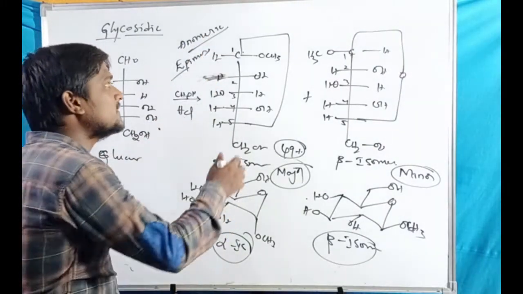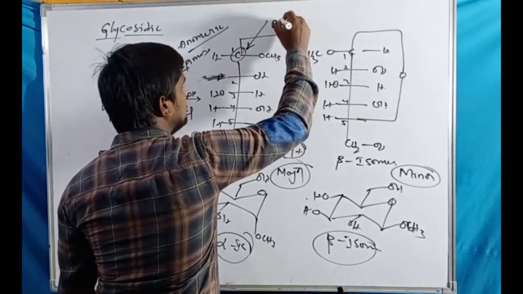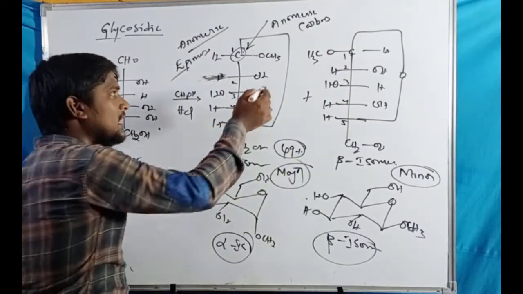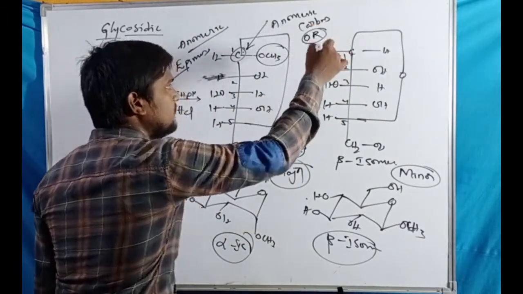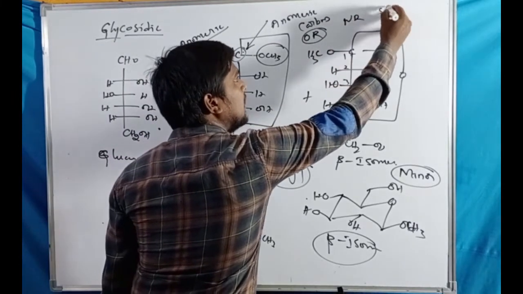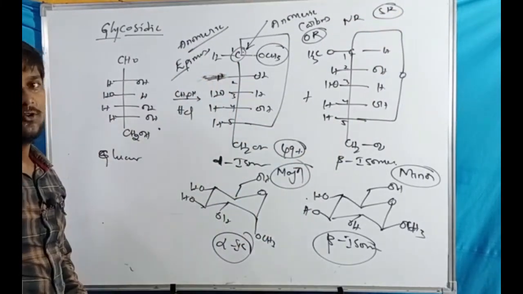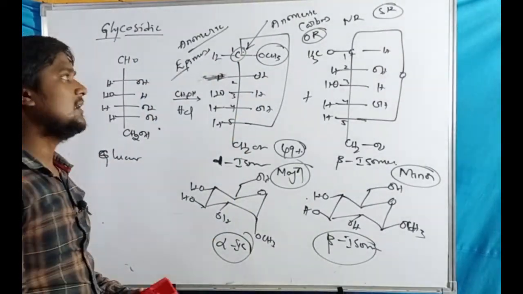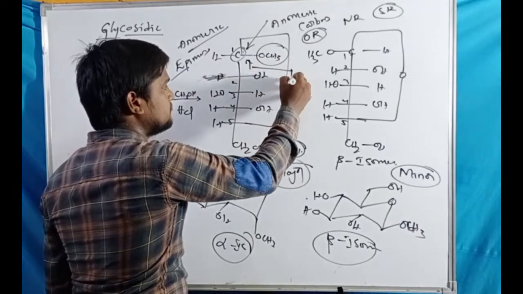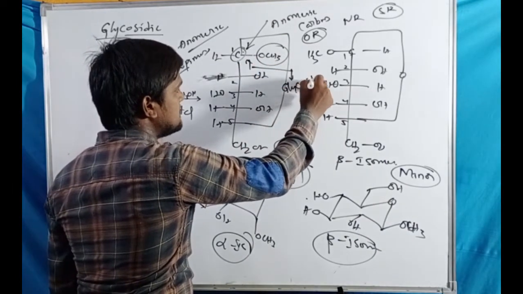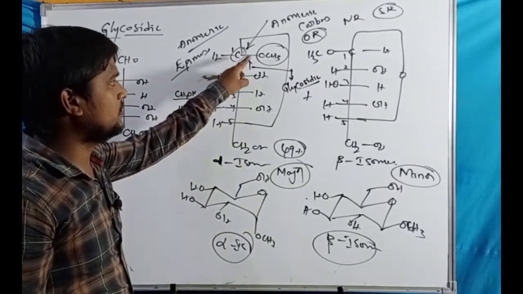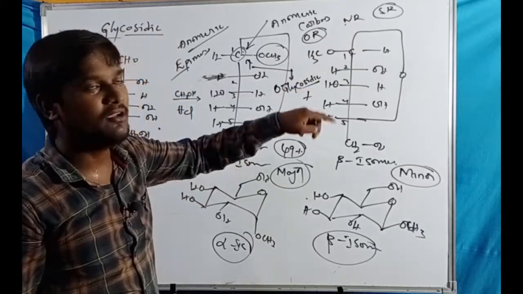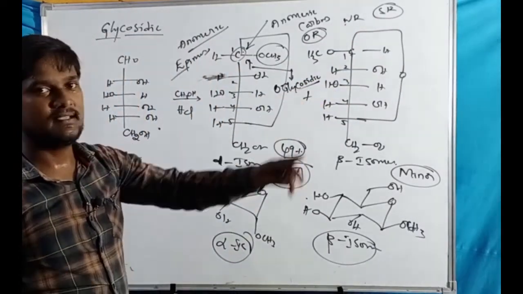So the first carbon is called the anomeric carbon. The anomeric carbon has an OR group, like OCH3, or an NR group, or an SR group. When these groups are at the anomeric carbon, that linkage is called a glycosidic linkage. If it is connected to oxygen, it is called an O-glycoside. If it is connected to nitrogen, then N-glycosides. If it is connected to sulfur, it is an S-glycoside.